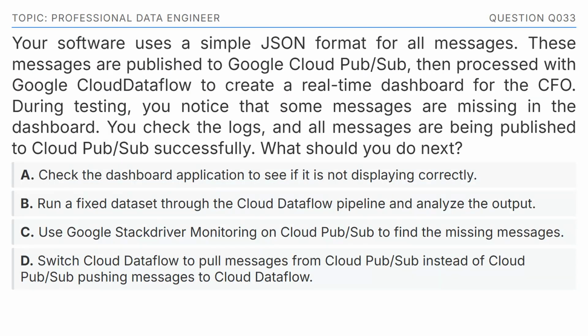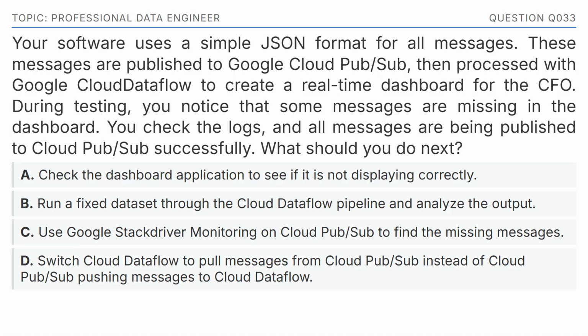Your software uses a simple JSON format for all messages. These messages are published to Google Cloud Pub/Sub, then processed with Google Cloud Dataflow to create a real-time dashboard for the CFO. During testing, you notice that some messages are missing in the dashboard. You check the logs, and all messages are being published to Cloud Pub/Sub successfully. What should you do next?